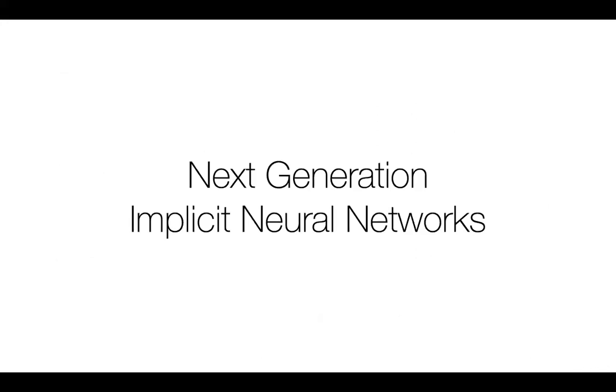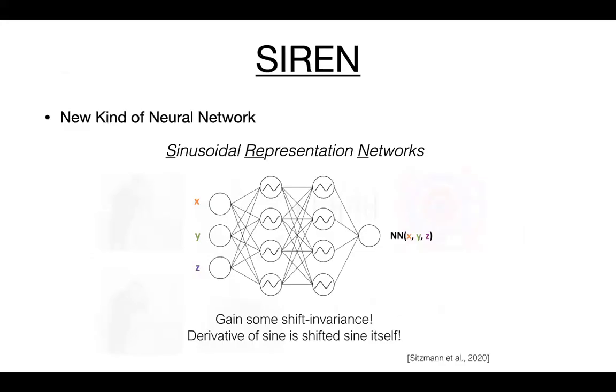Okay, now to finish off, we are going to give an example of the next generation of implicit neural networks, and we're going to talk about Siren. Siren is a new kind of neural network, and this acronym Siren stands for sinusoidal representation networks.